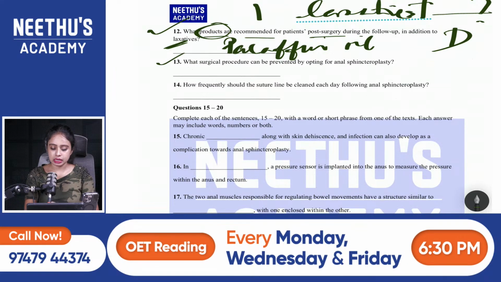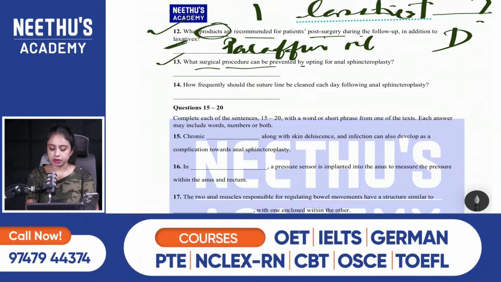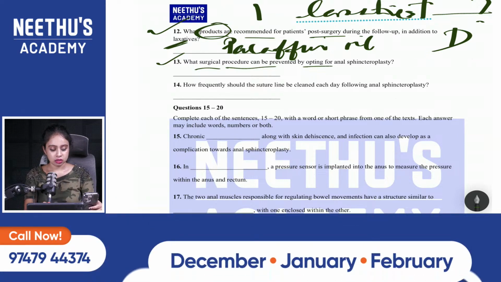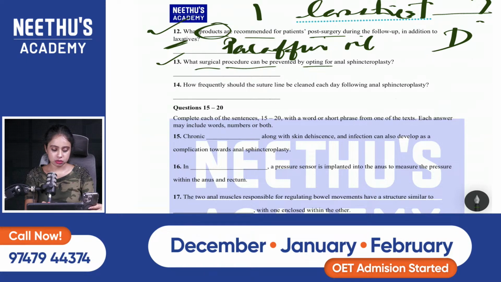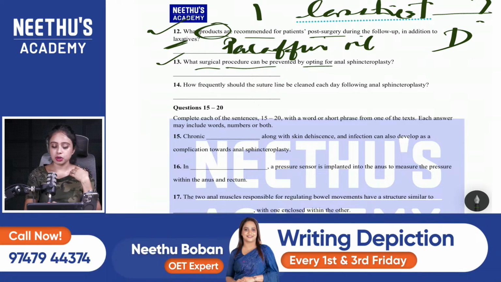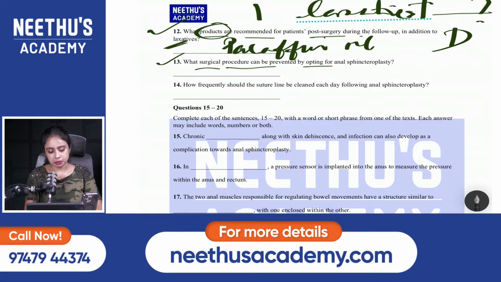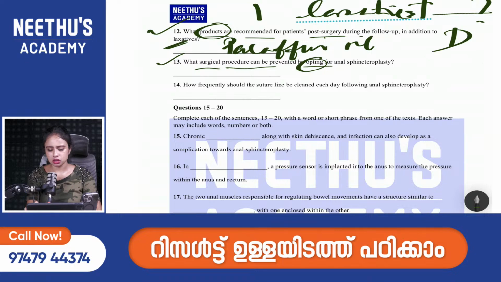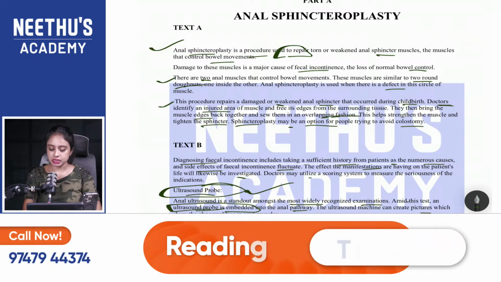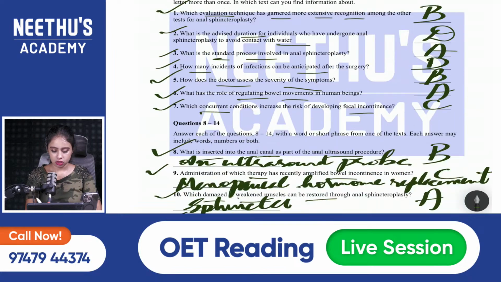Then 13. What surgical procedure can be prevented by opting for anal sphincteroplasty? Surgical procedure and opting. Yes, Adira, Anu, Billa, LV. Shruti, it is 65 for the previous one, since it's not paraffin there, it's paraffin oil. So what about 13? What surgical procedure can be prevented by opting? I think it's mentioned in text A. Colostomy. Sphincteroplasty may be an option for people trying to avoid colostomy. So the answer is colostomy. That is the right answer.